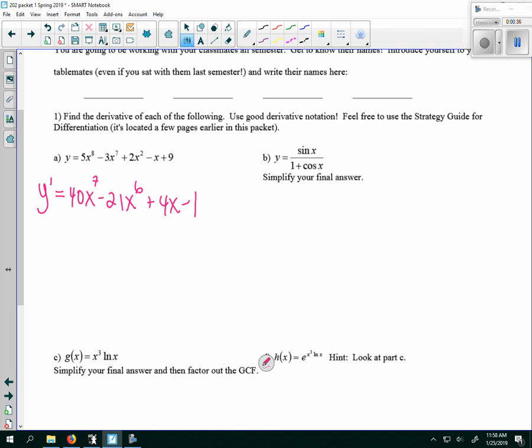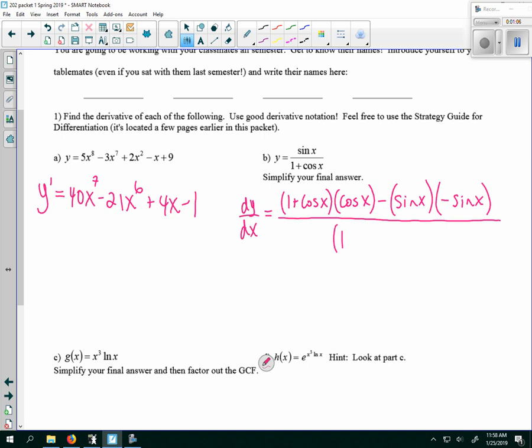For part B, I have y equals sine x over 1 plus cosine x. Simplify the final answer. So I could write y prime or dy dx, just to practice another notation. Dy dx is the denominator. I'm using the quotient rule here. Denominator times the derivative of the numerator minus the numerator times the derivative of the denominator all over the denominator squared. And then I'm just going to simplify.